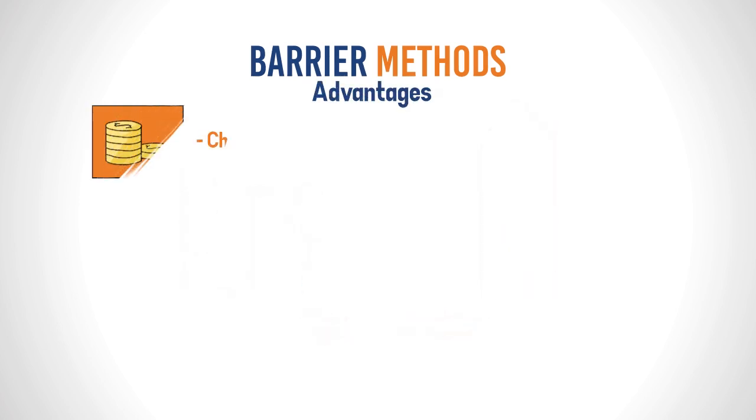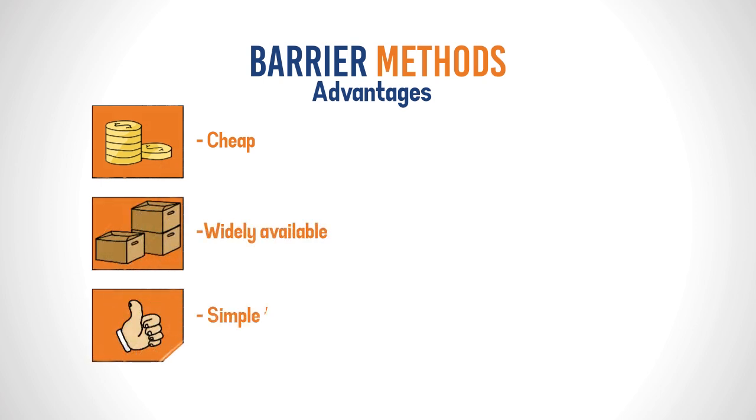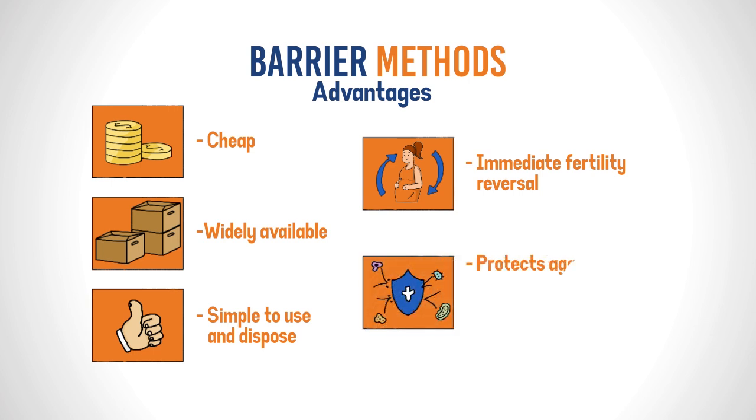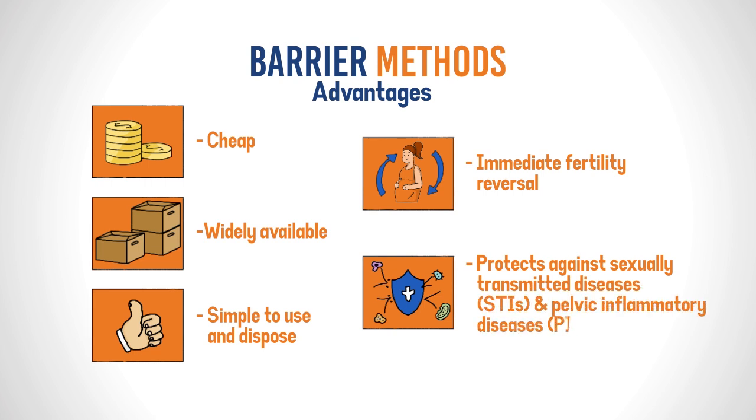The male condom is cheap and widely available, simple to use and dispose of. Reversal to fertility is immediate. In addition, physical barrier contraceptives such as the male or female condoms also reduce transmission of viral and bacterial STIs and pelvic inflammatory disease.